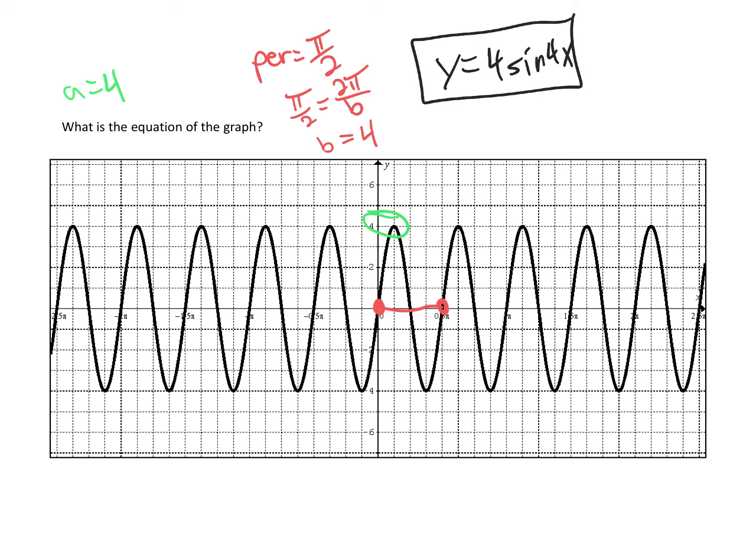Now, that is one answer. If you wanted to do a cosine, because a sine curve and a cosine curve are the same, but with cosine, you would have to have a phase shift. So it would be y equals 4 cosine 4, and then x minus pi over 8. Again, it's an or. You don't have to give both. The sine's easier because you have no phase shift. But in this case, a cosine will give you the same curve.